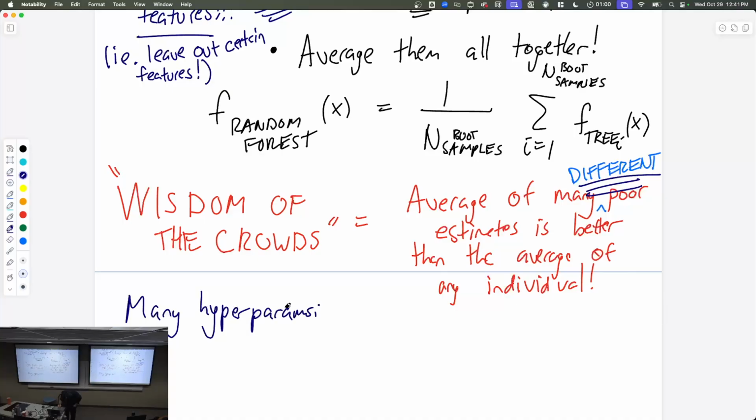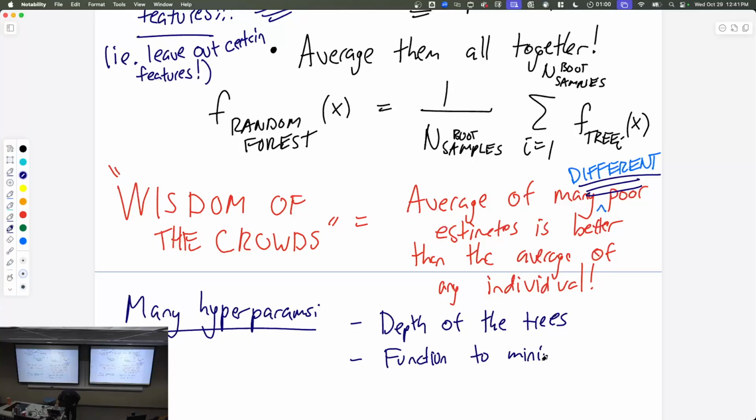And this is part of the reason trees and forests are really good, is there's a lot of different things you can tune. You can tune the depth of the trees. You can choose the function to minimize. You can choose how many features to use per tree. And so by tuning all these different hyperparameters, you can usually find a good model.